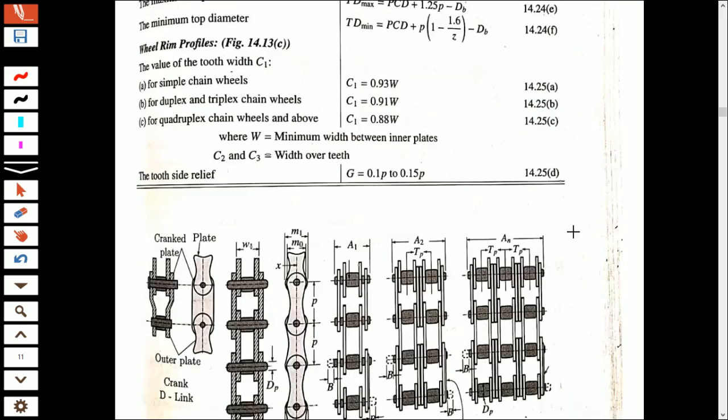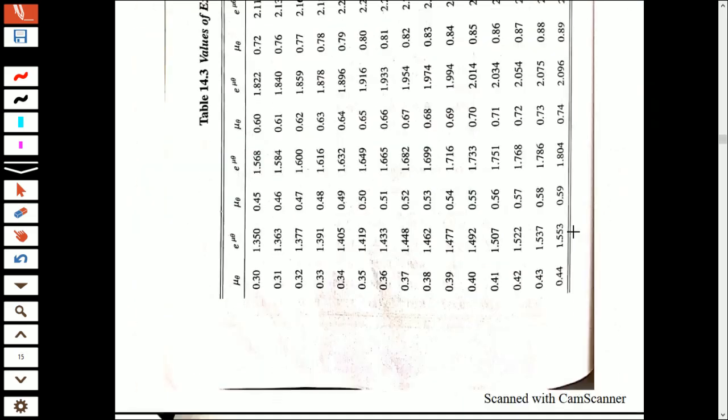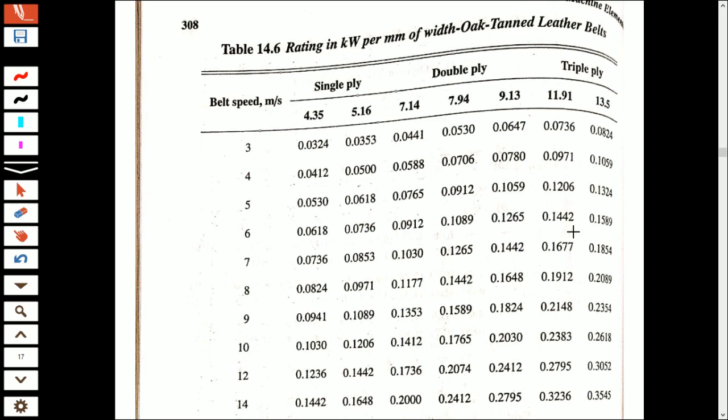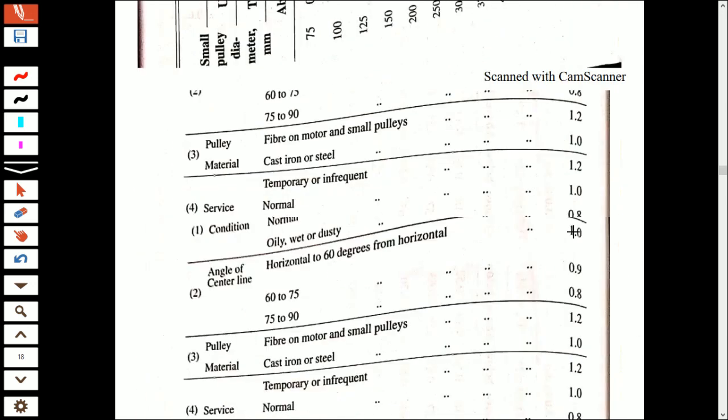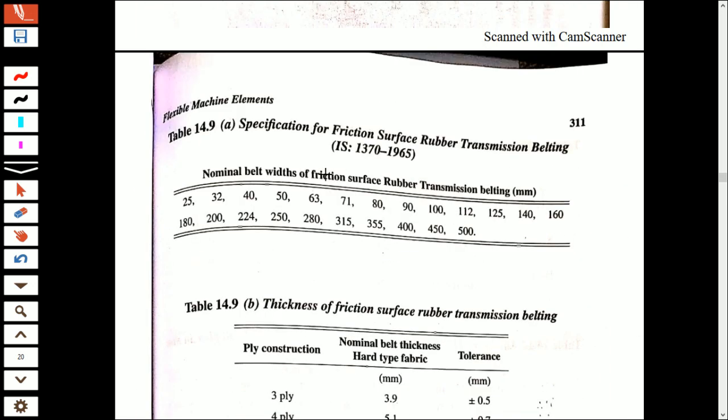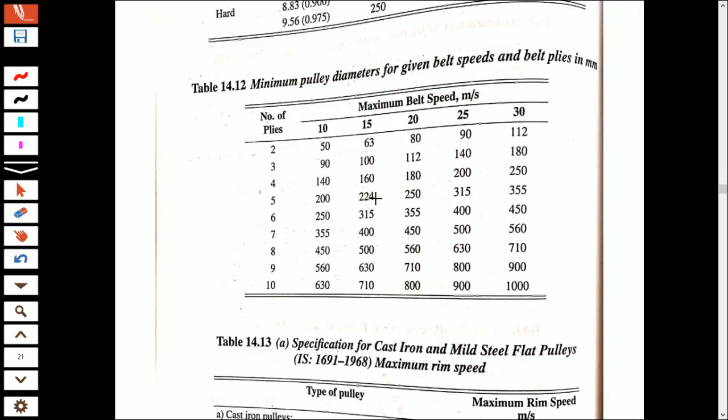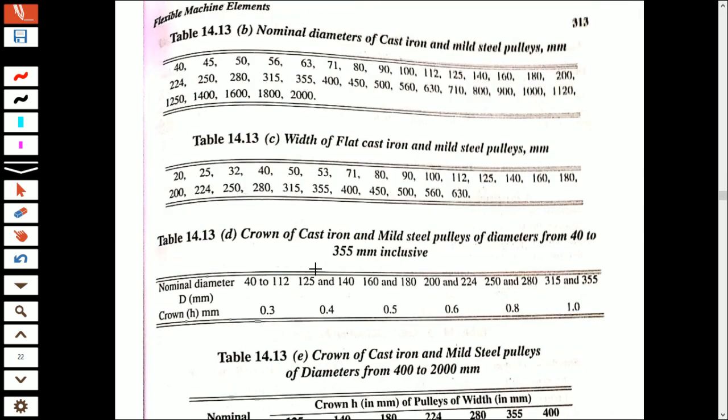I will show you. It is available here. Now this, it's 14.9. Yes, this one is the normal. Sorry, not this. Nominal diameters are on the next page, 313. Yes, this one: nominal diameters of the cast iron and mild steel pulleys.